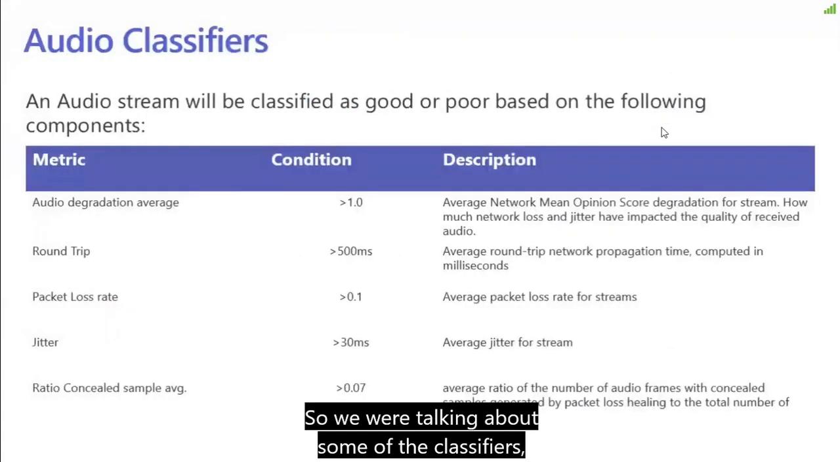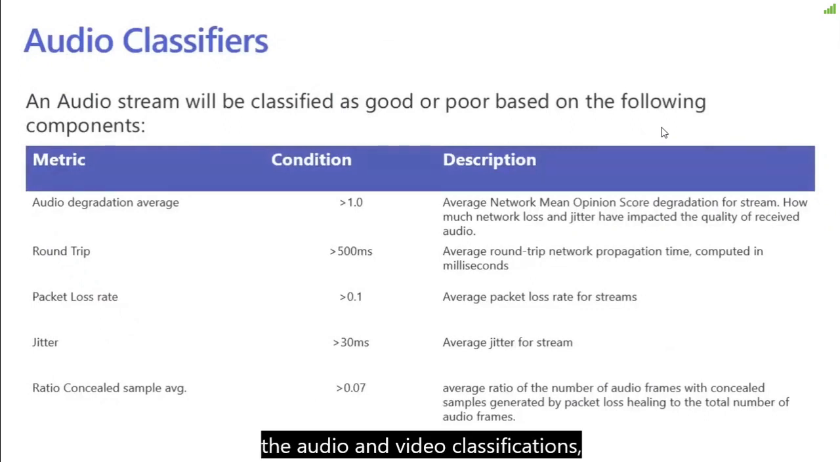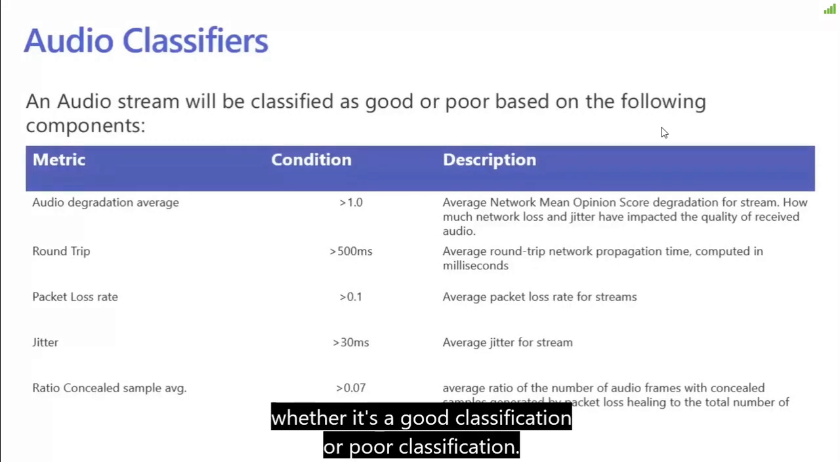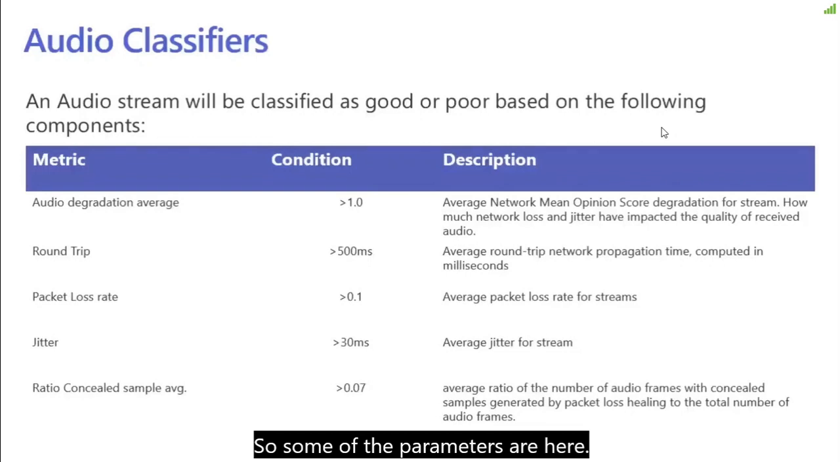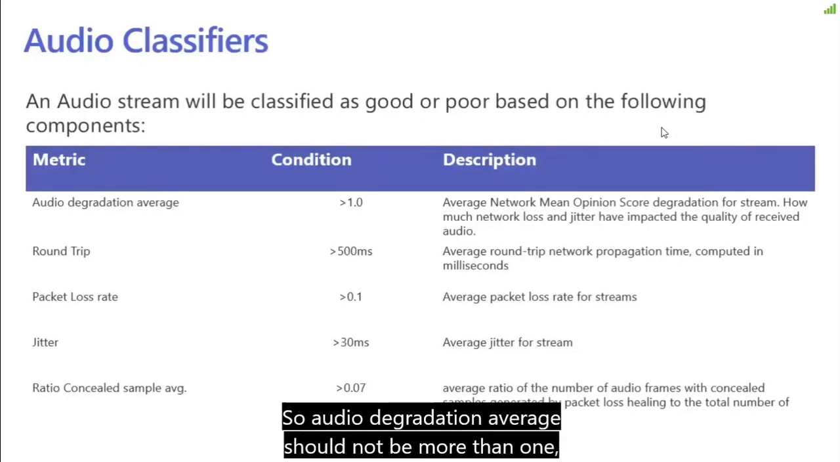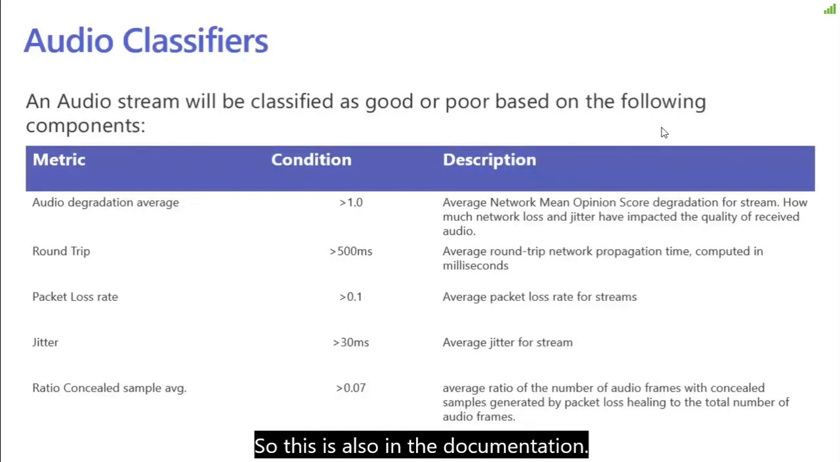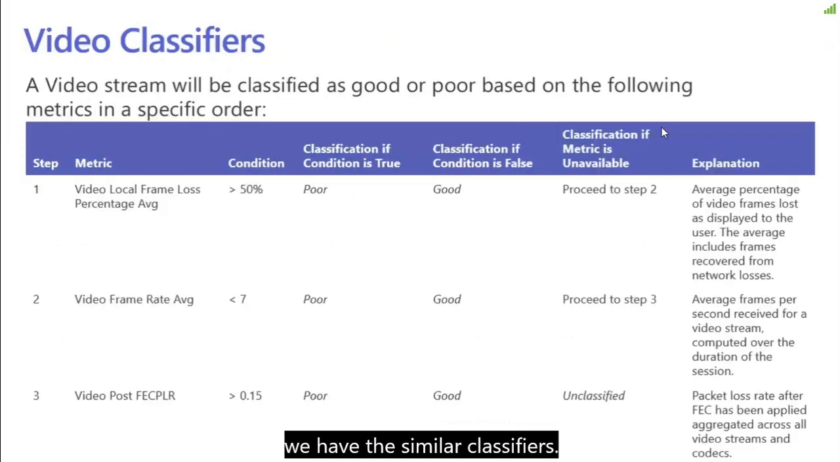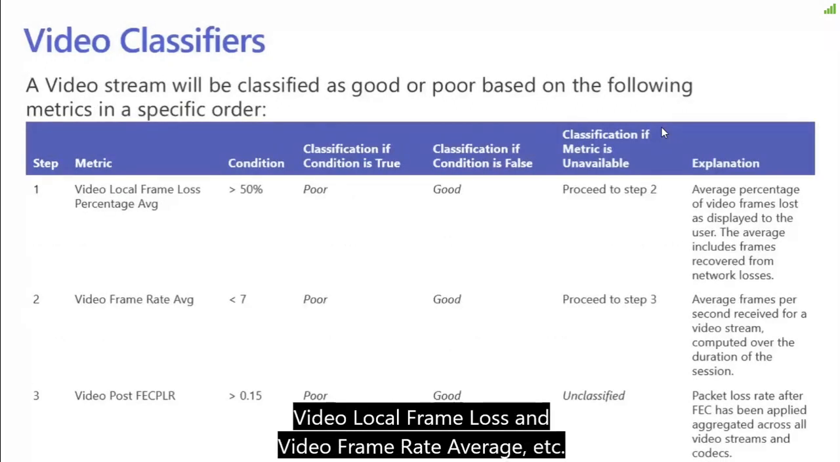We were talking about the classifiers used for understanding audio and video, whether it's a good classification or poor classification. Some of the parameters are here. Audio degradation average should not be more than 1, round trip should not be more than 500 milliseconds, and so on. This is also in the documentation. Similarly for video we have similar classifiers, video local frame loss and video frame rate average, etc.